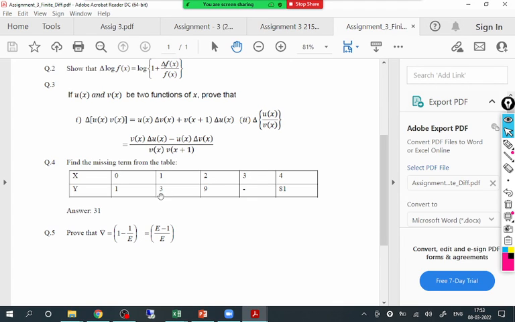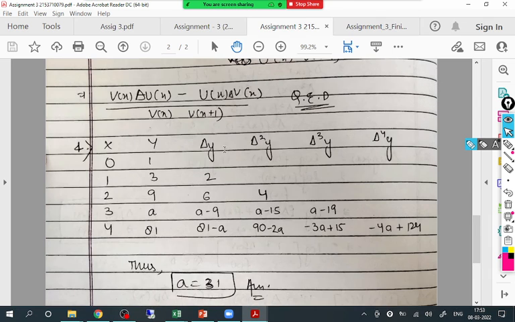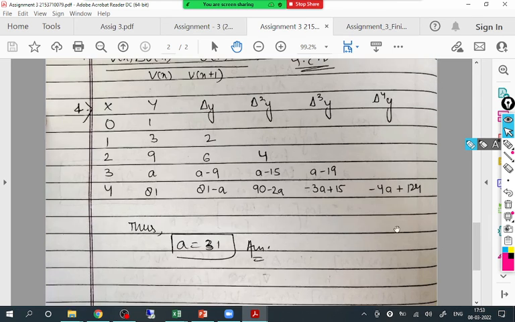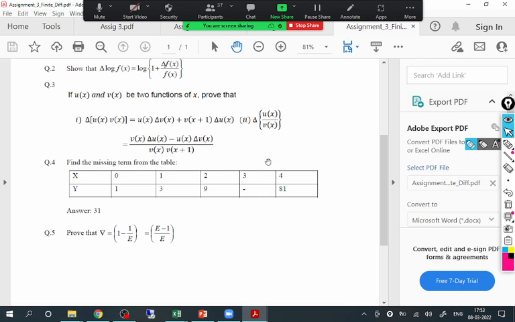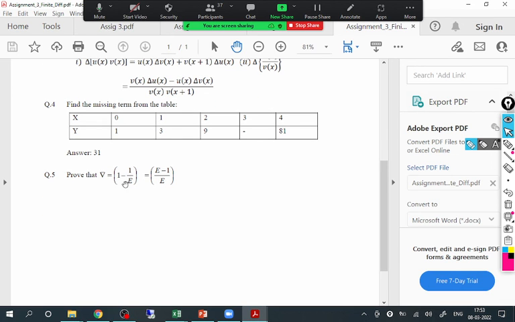Actually the question is to find the missing term. As a polynomial of degree 3, the third difference is a constant, or the fourth difference is 0. So you can make a difference table, and equate the fourth difference to 0 because it is a polynomial of degree 3. That gives a as 31. That's the answer. Yeah, correct. And lastly, we have to prove this operator relation.